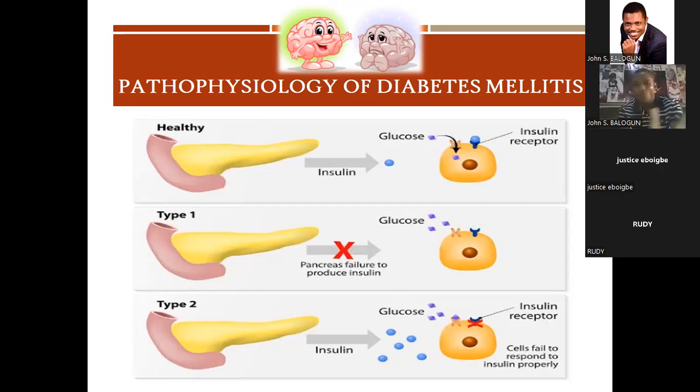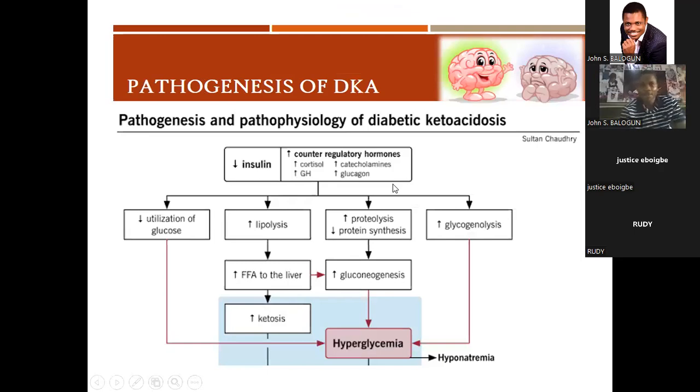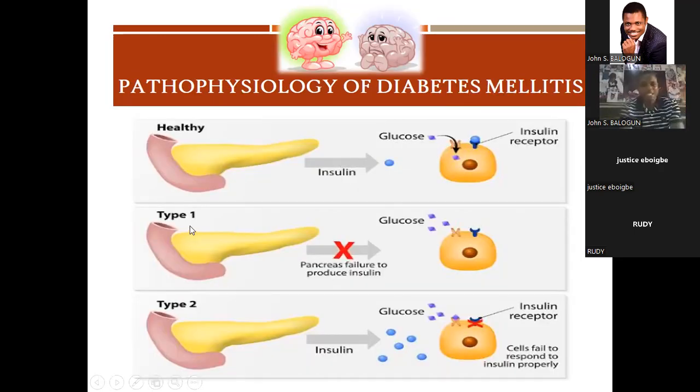Now, when this occurs, that is a normal physiological response to the food that you eat. Look at about 3 things here: insulin, glucose, insulin receptor. Now, what happens in type 1 diabetes? In type 1 diabetes, there is no insulin because of pancreatic failure.